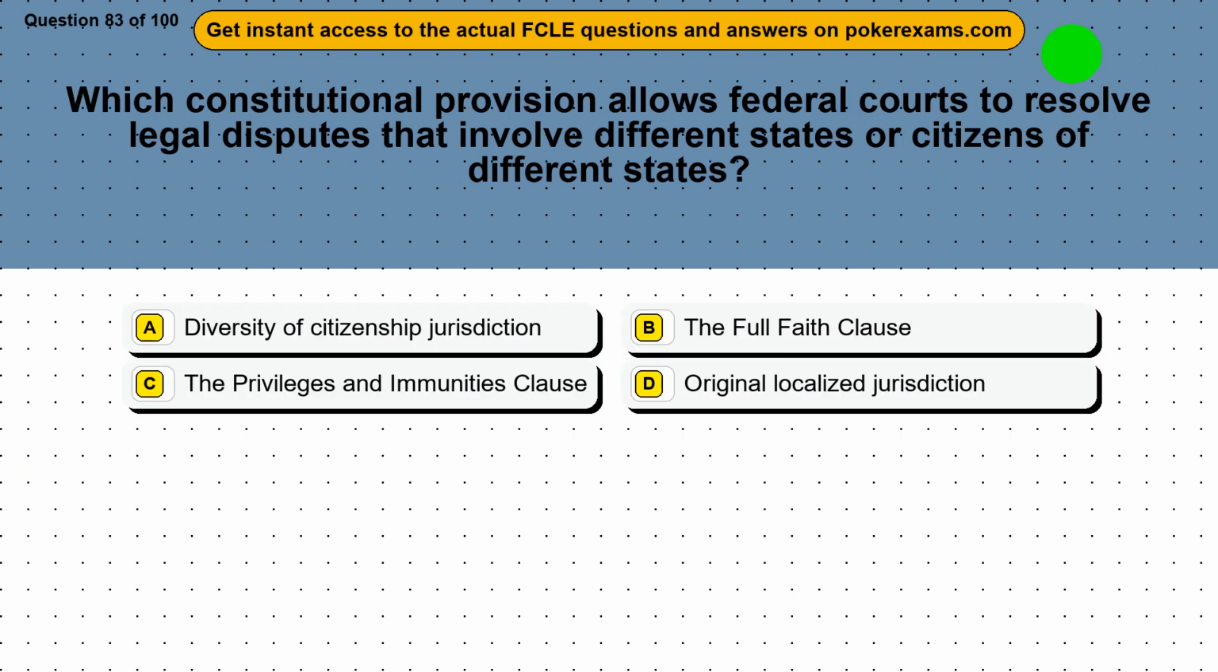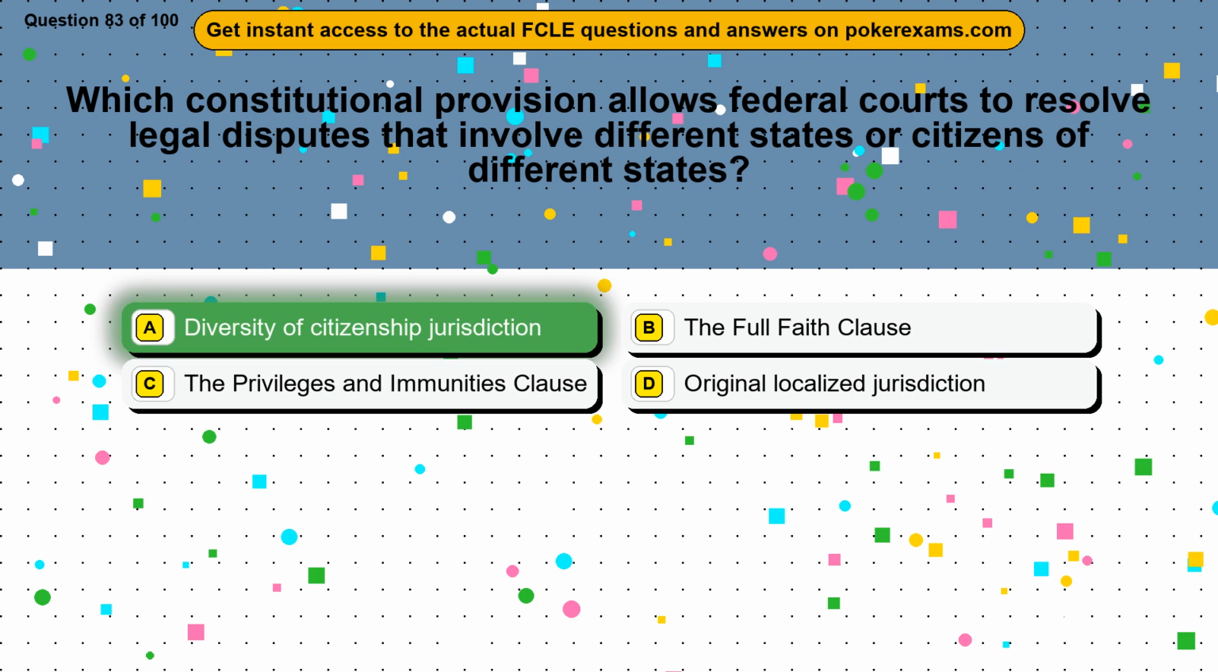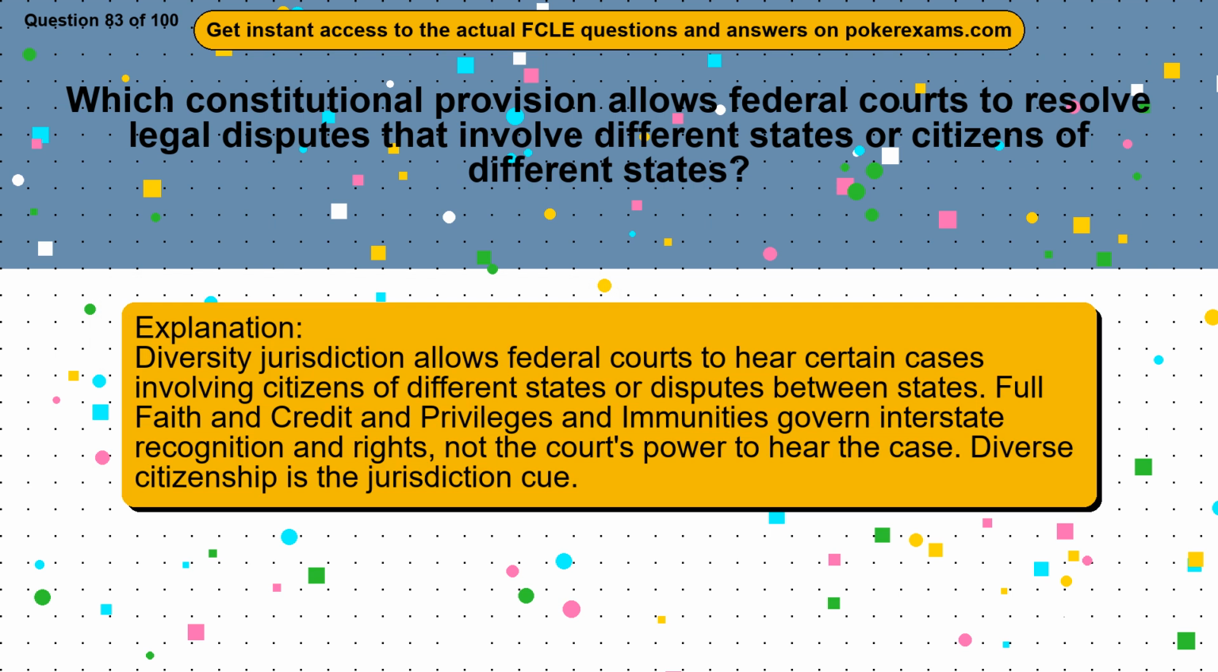Question 83. Which constitutional provision allows federal courts to resolve legal disputes that involve different states or citizens of different states? Option A, diversity of citizenship jurisdiction. Option B, the Full Faith Clause. Option C, the Privileges and Immunities Clause. Option D, original localized jurisdiction. The correct answer is option A, diversity of citizenship jurisdiction. Diversity jurisdiction allows federal courts to hear certain cases involving citizens of different states or disputes between states.